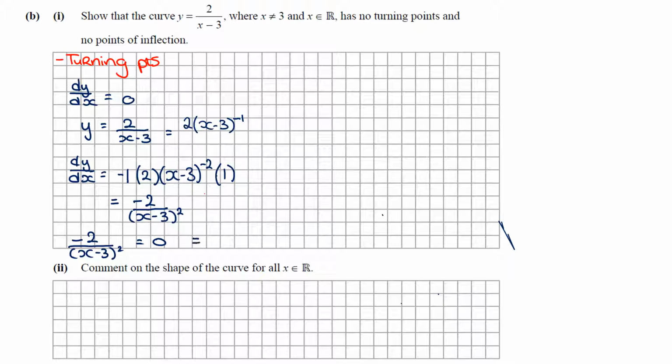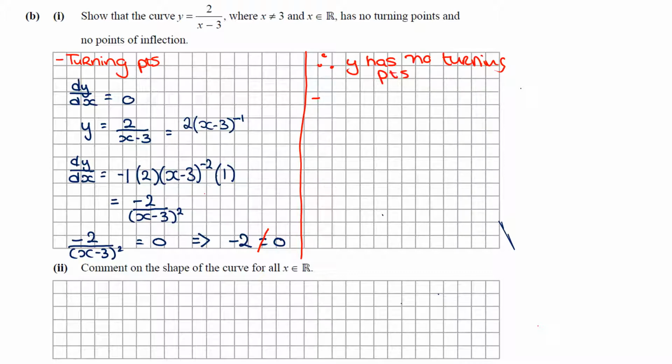If that was the case, then multiplying both sides by x minus 3 squared, I would get minus 2 equals 0, which it does not. So what we would have here, therefore, y has no turning points. Okay, because it doesn't exist.